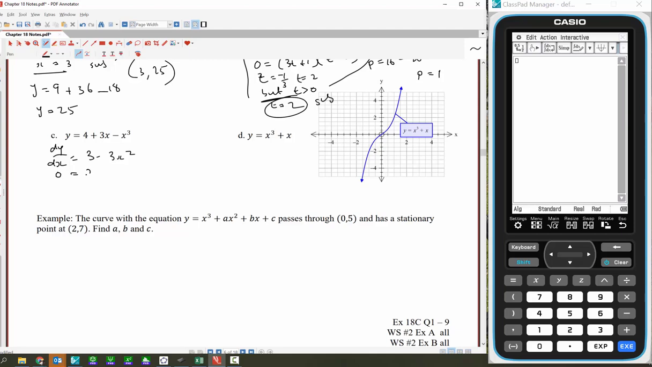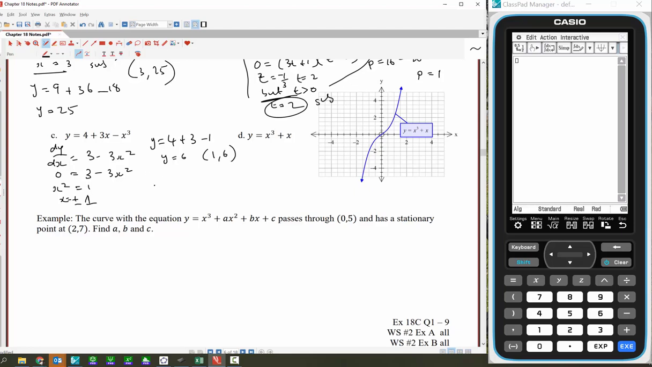Set the derivative to 0. x squared equals 1, x equals plus or minus 1. All right, so we'll sub that in. So we've got y equals, let's go positive 1, which is 4, plus 3, take away 1, which is 6. So (1, 6) is one of the stationary points.